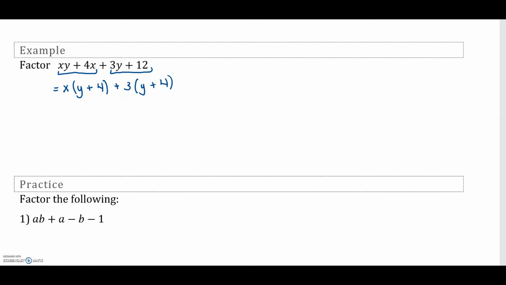So sometimes after you've common factored the individual terms, you don't always end up with another common factor, but here we can see that we end up with y plus 4 and y plus 4 again. Therefore, we are able to factor out a common factor of y plus 4 out of the entire expression, and we're left with x plus 3. Therefore, xy plus 4x plus 3y plus 12 factors into y plus 4 multiplied by x plus 3. So pause your video and try the next 3 practice problems by grouping and common factoring.